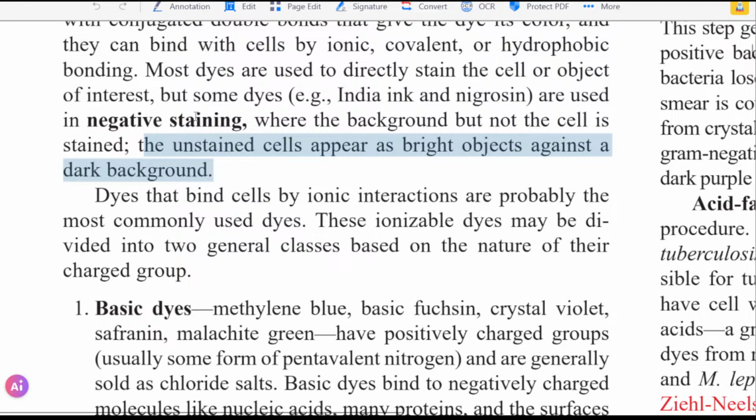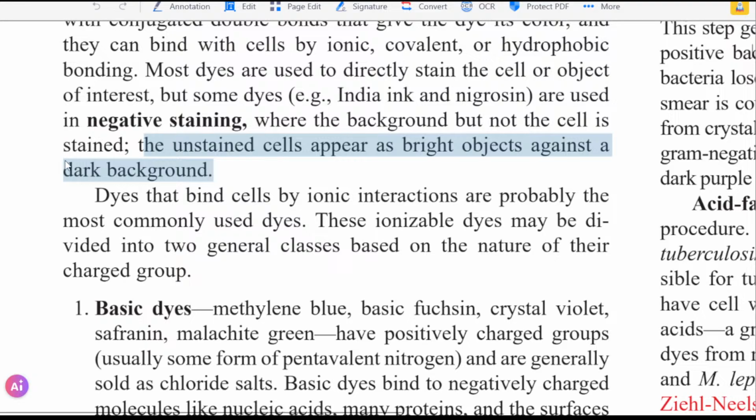Negative staining is when the background is stained but the cells are not stained, so it is indirectly making the cells visible, because the background is so dark that the invisible things appear more bright. Alright, so this is the correct explanation. Forget about the other one.